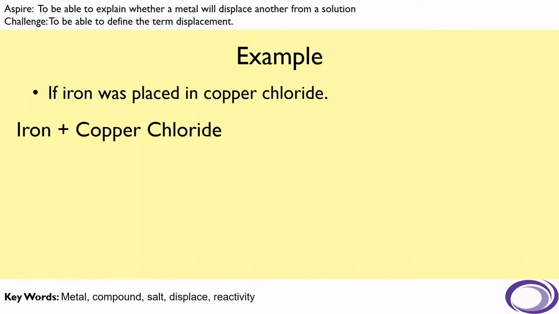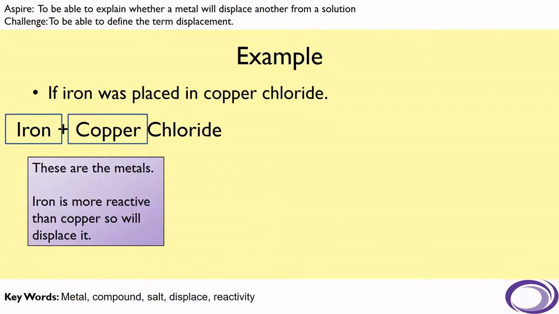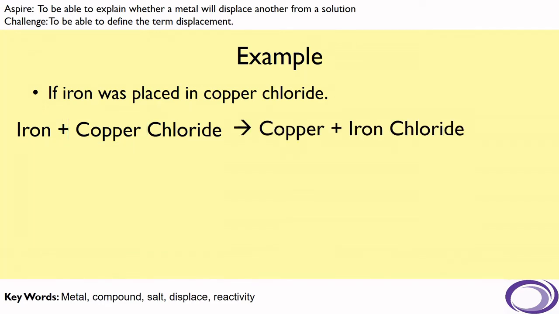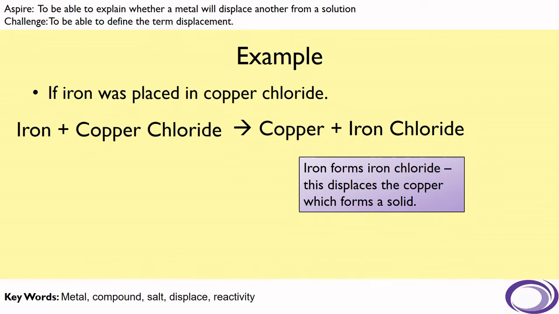So an example of this would be if I placed iron in copper chloride. Iron is more reactive than copper. So it will displace the copper from the solution. That will leave me with some copper and iron chloride. So the metals have essentially swapped places. And this is because the iron was more reactive than the copper, which is in the compound. So iron forms iron chloride and displaces the copper, which will form as a solid.